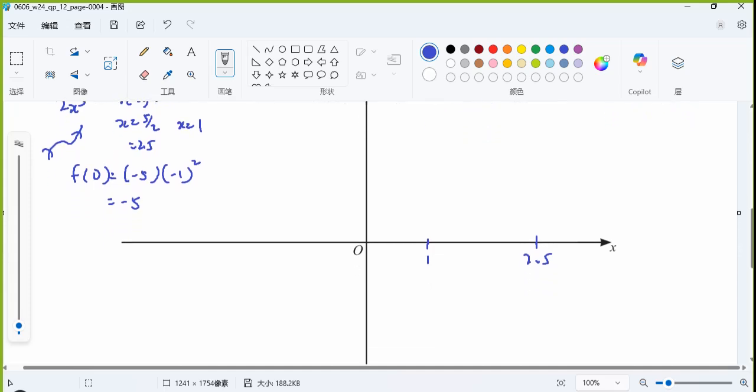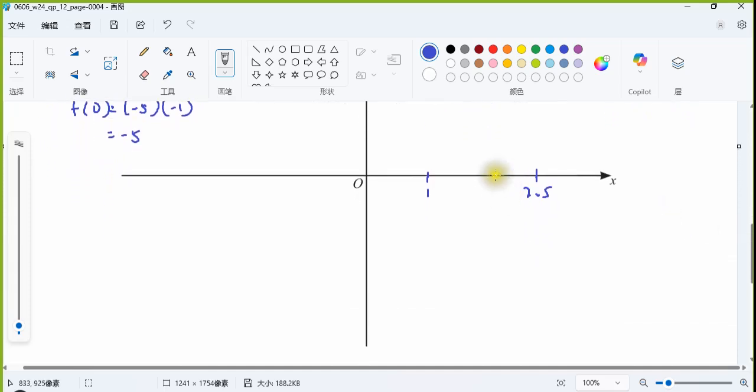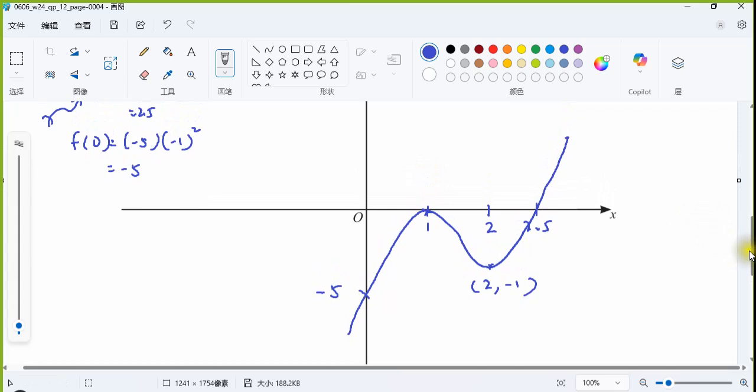So (1, 0), (2, -1). So we have the (2, -1). So -5. So this is the maximum. And the graph will be something like this. Okay, so this is (2, -1). This is -5. Okay, so this is the local maximum. And the graph should look like this.